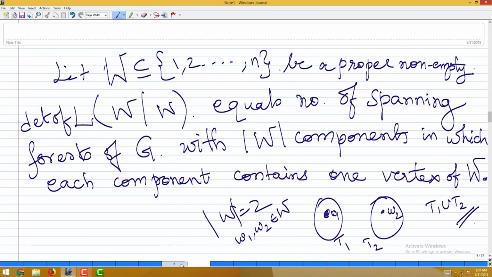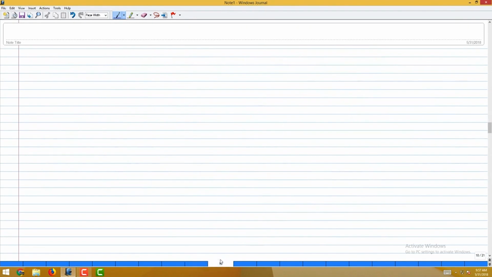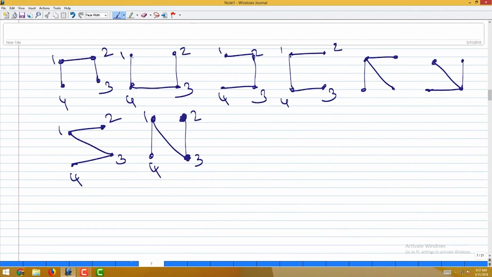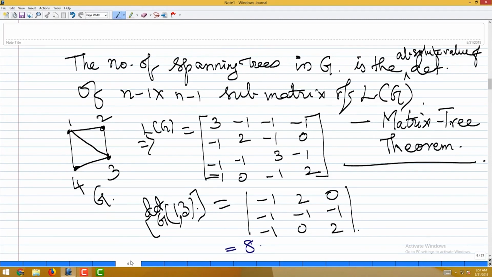Okay. Now, coming back to my matrix tree theorem, okay, and we had been talking about this determinant, right, the absolute value of the determinant of this submatrix. So, what would be the determinant of this n minus 1 by n minus 1 submatrix?